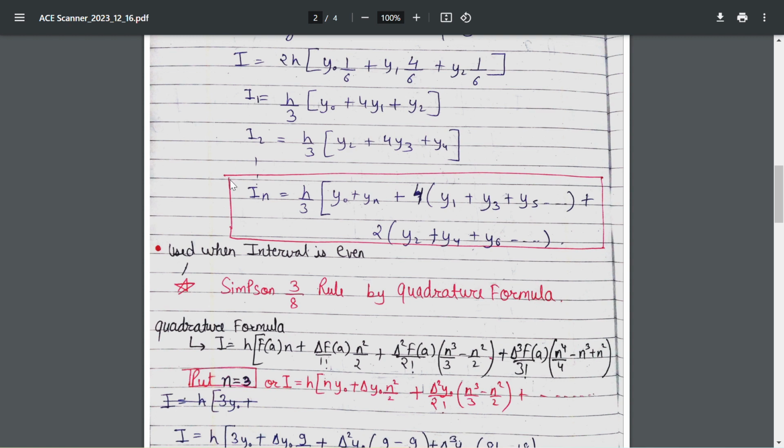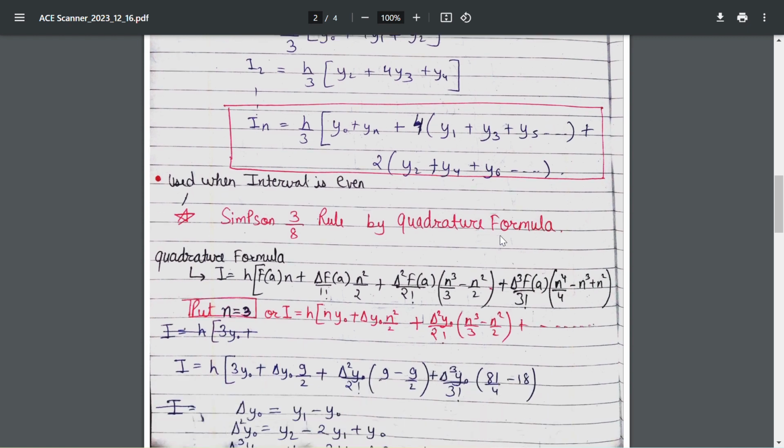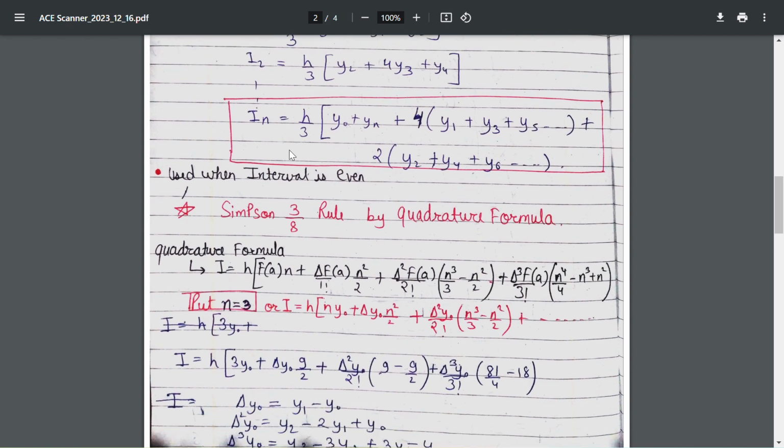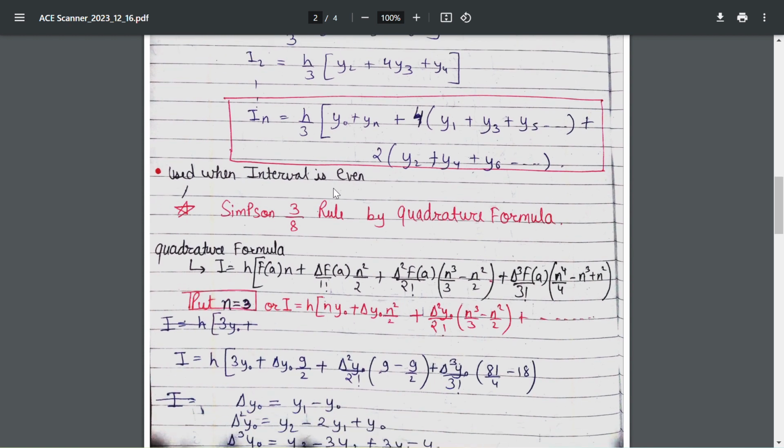And our general formula for Simpson's 1 by 3 is I_n equals to h by 3 [y0 plus y_n, which is first and last term, plus 4 into (y1 plus y3 plus y5), which is odd terms, plus 2 (y2 plus y4 plus y6), these are the even terms]. Now this Simpson's 1 by 3 is used when the number of intervals is even.